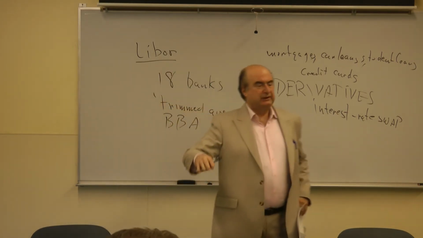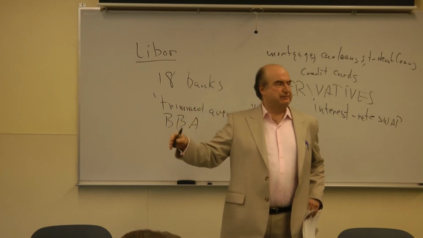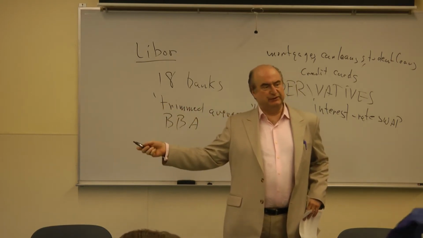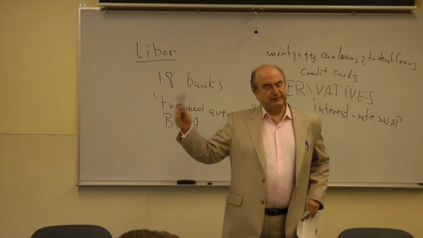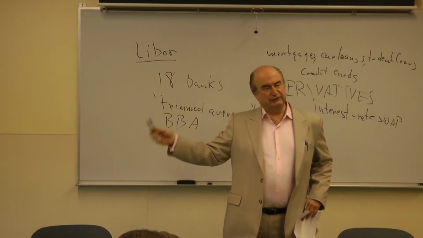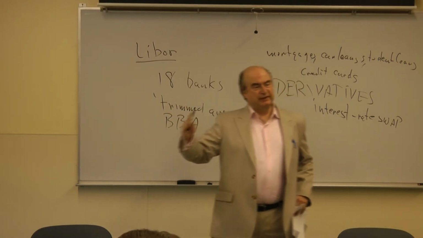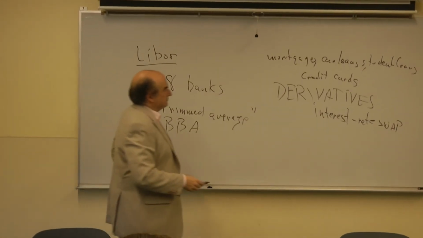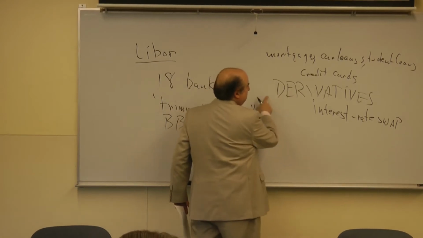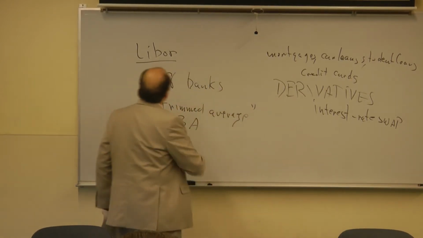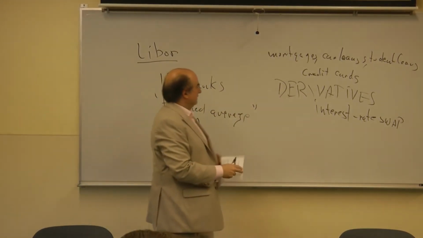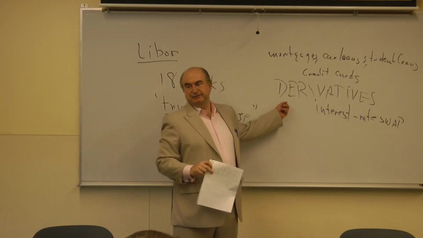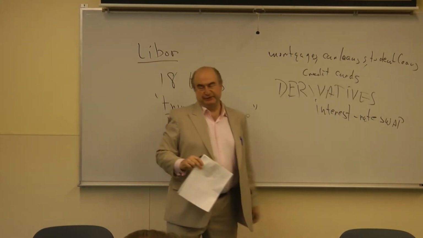So it's an agreement to pay a certain price for a commodity at a certain time in the future, which is technically a forwards contract, and a futures contract is something that trades on an exchange and is marked to market every day. Okay, so the derivatives market is huge, and the LIBOR is used to a large extent to price derivatives, in particular interest rate swaps.